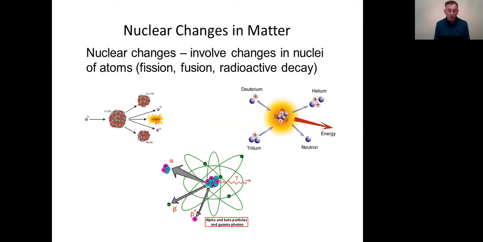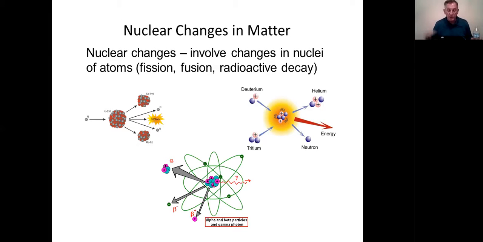The third kind of change is called a nuclear change. These changes involve changes to the nucleus of an atom. The more commonly known nuclear changes are fission and fusion. Fission, of course, is the splitting of a very heavy atom into two lighter atoms and free neutrons, whereas fusion is the combining of two isotopes of hydrogen to produce helium and a very energetic free neutron, also with the release of large amounts of energy.